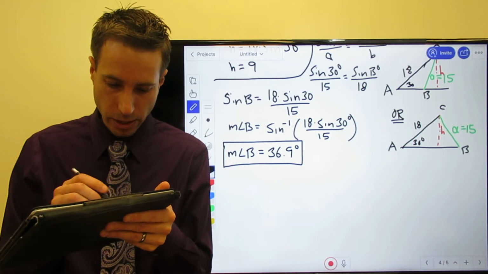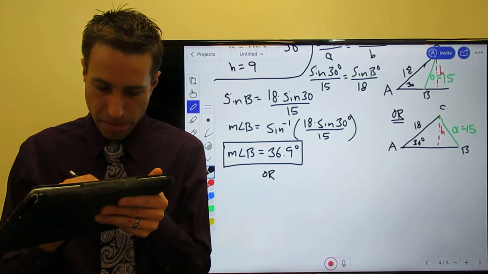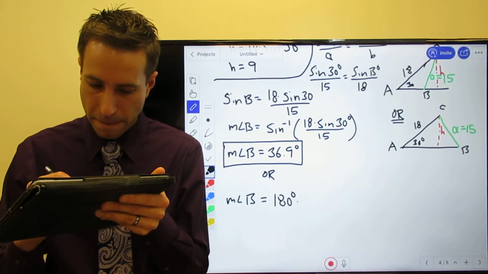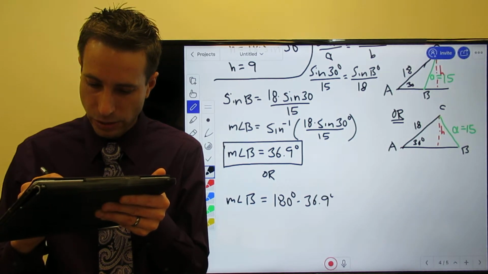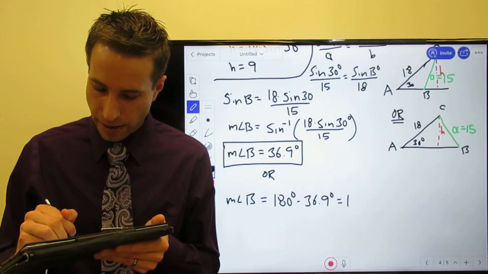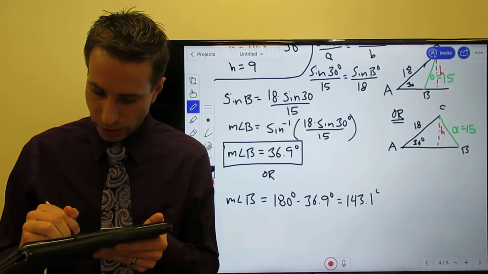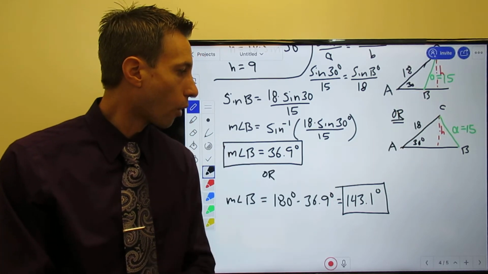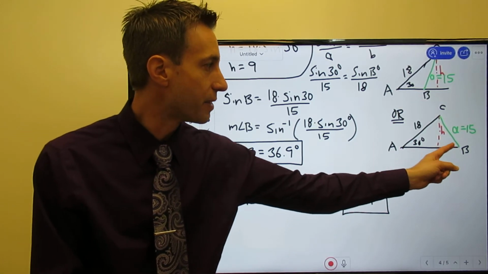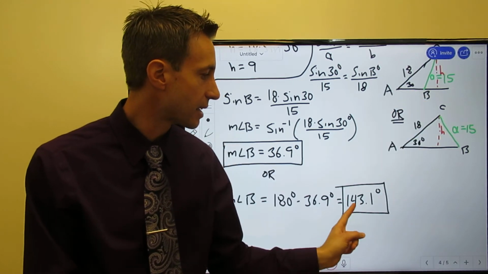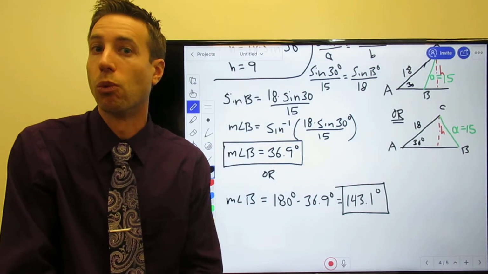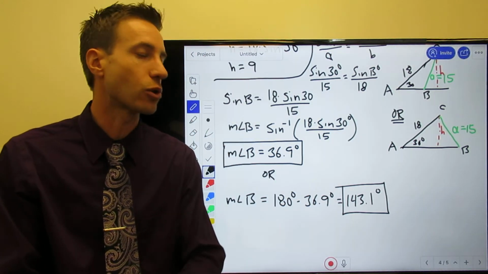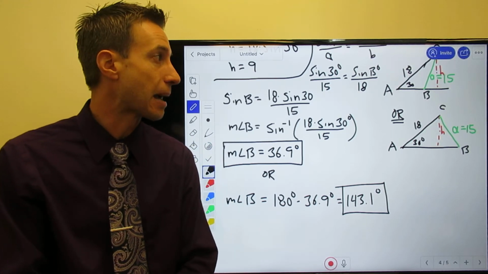Or, here we go, or the measure of angle B could be 180 minus 36.9 degrees, which comes out to be 143.1 degrees. So our two possibilities, 36.9 or 143.1. This case is the 36.9 degrees. This case is the 143.1 degrees, right? Finding the measure of angle B, there's two different possibilities because this is the ambiguous case.